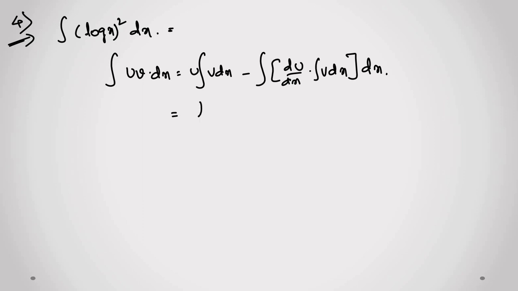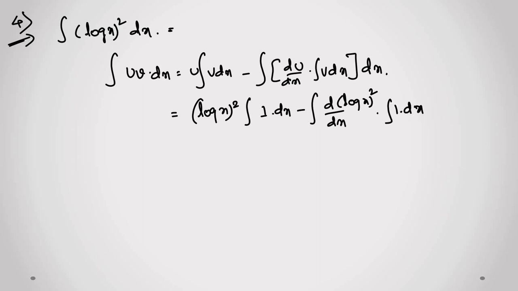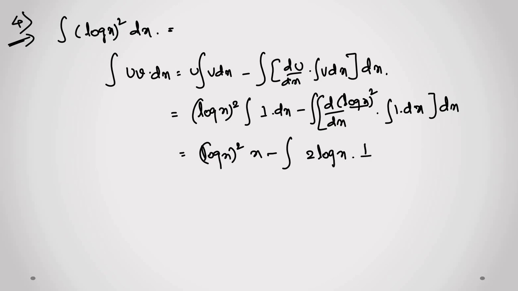So u is equal to (log x) whole square, and we write it into 1 into dx minus integral of d by dx of u, where u is (log x) whole square, into integral of 1 dx, into dx. So this becomes (log x) whole square. Integral 1 dx is equal to x, minus integral of d by dx of (log x) whole square, that is 2 into log x into the derivative of log x, which is 1 by x, into x.